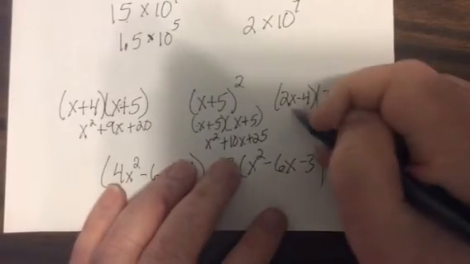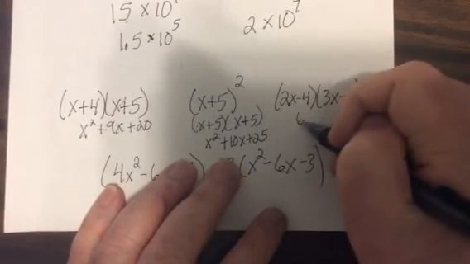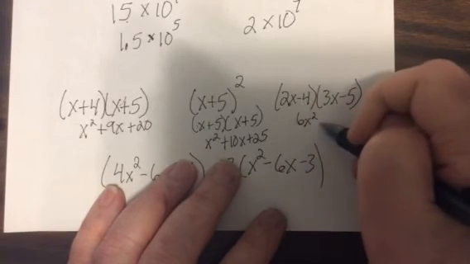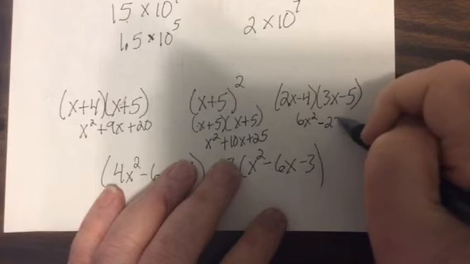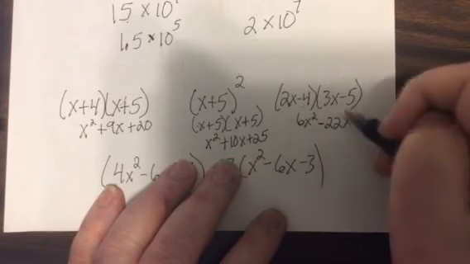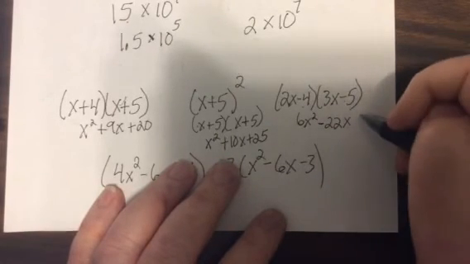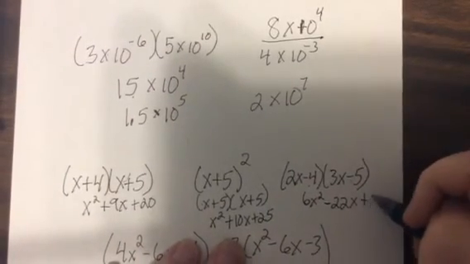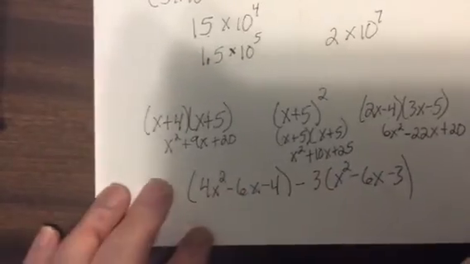Woohoo! Then this one, 2x and 3x is 6x squared. Minus 12x minus 10x is minus 22x. And minus 4 times minus 5 is plus 20. Okay, this one.